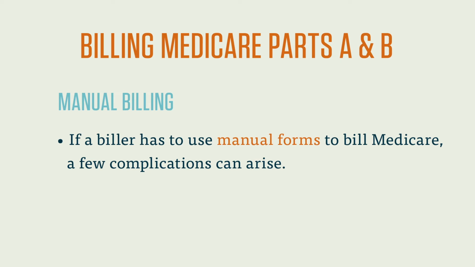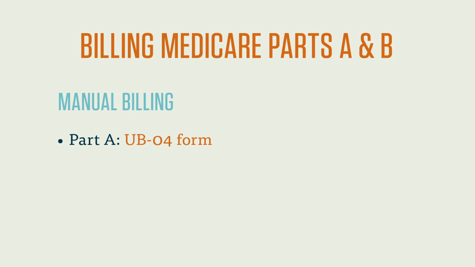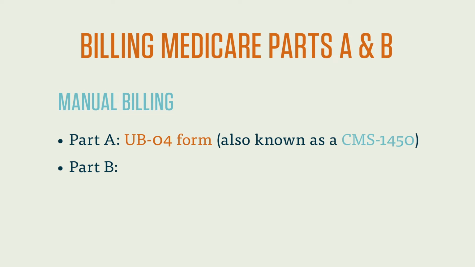If a biller has to use manual forms to bill Medicare, a few complications can arise. For instance, billing for Part A requires a UB-04 form, which is also known as a CMS 1450. Part B, on the other hand, requires a CMS 1500. For the most part, however, billers will enter the proper information to a software program and then use that program to transfer the claim to Medicare directly.